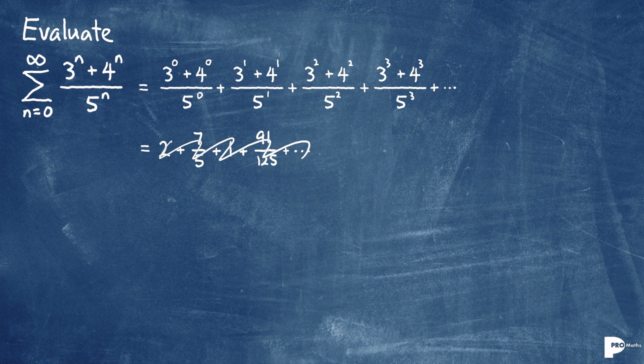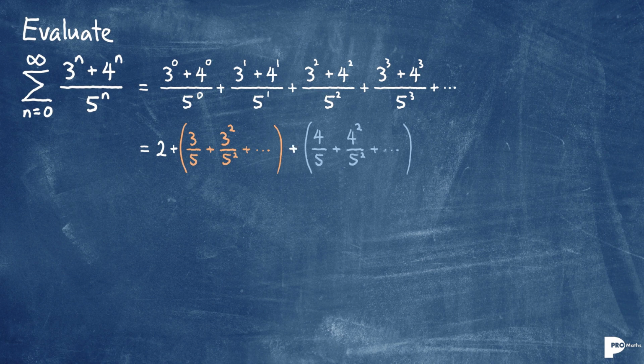You can keep the first term as 2. Then, see how you can split each fraction into 2 terms? Then you can write all the terms with the powers of 3 as a sum, and the same with the powers of 4. Here, you can see 2 infinite converging geometric series.